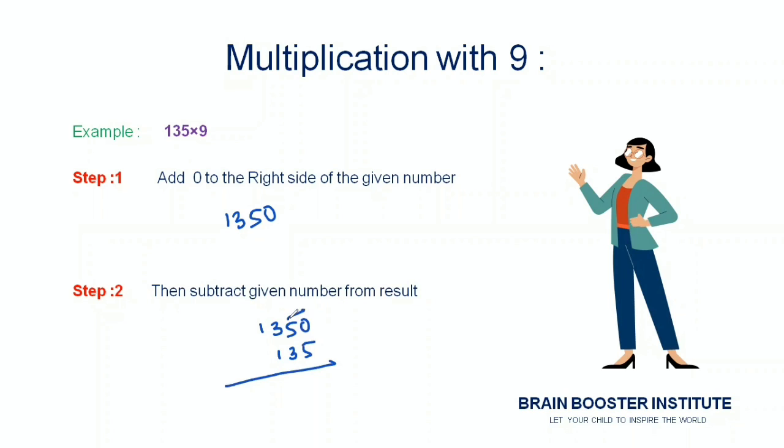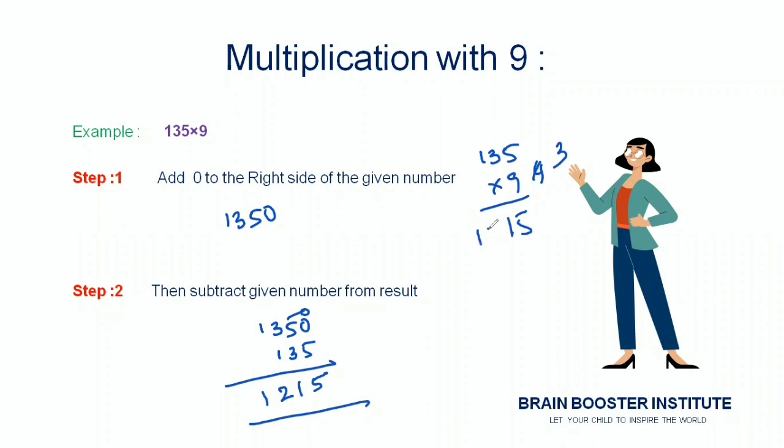By subtracting, my dear friends, here we get 5, and 4 minus 3 is 1, and 3 minus 4 is 2, and 1215. Now let's see whether it is correct or not. 135 into 9. 9 5s are 45. 9 3s are 27 plus 4, 31. 9 1s are 9 plus 3, 12. So 1215. We got the same answer.